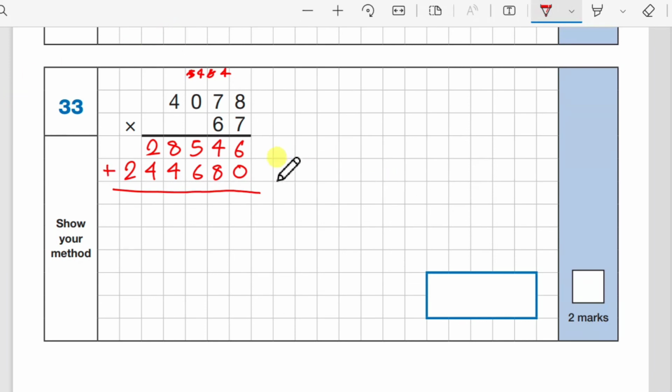Alright, not bad. So, whoa, that's a big number, isn't it? So, let's check it out. So you got 6 add nothing is 6. 4 add 8 is 12. So 2 carry the 1. So I'm going to put the 1 down here. So you got 5 add 1 is 6. Add another 6 is 12.